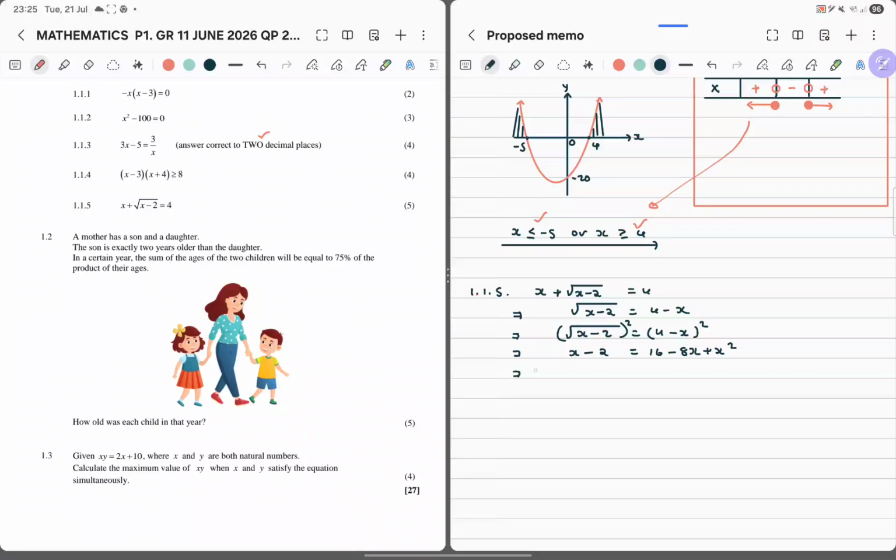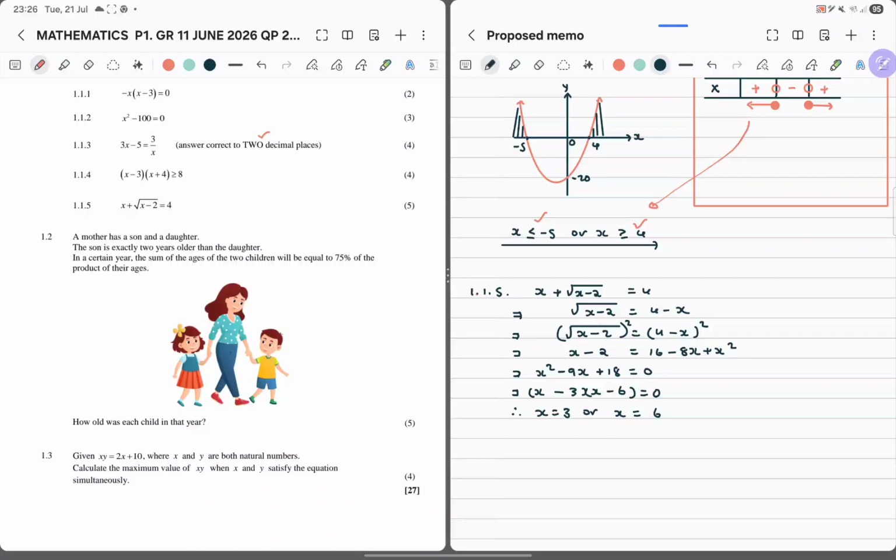Please be quick about this, folks. There's no excuses you can make. Minus 8 minus 1 is going to give us minus 9x. 16 plus 2 is going to be giving us 18 equal to 0. Just rearranged. Could we factorize this? Indeed we can. So this is going to be x, this is negative, negative, this is 6 and 3. So therefore x is 3 or x is 6.